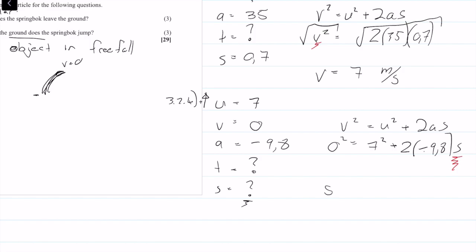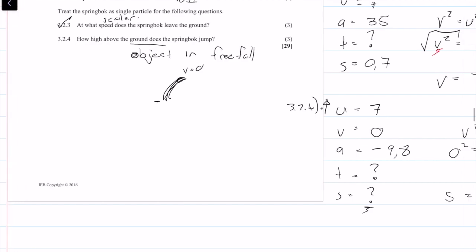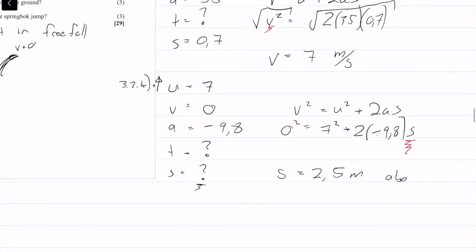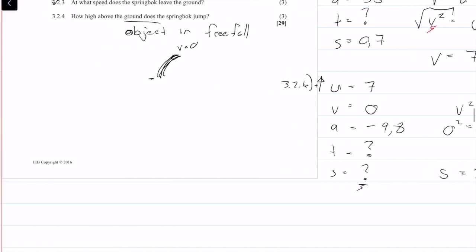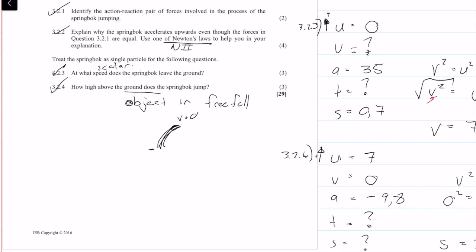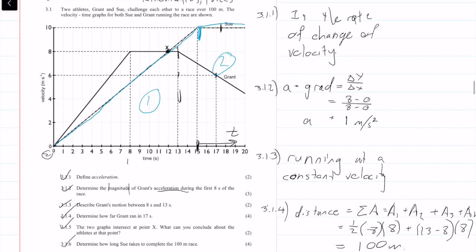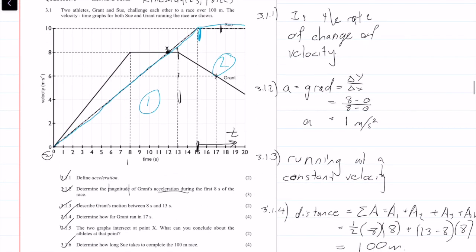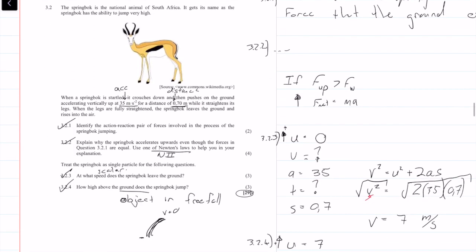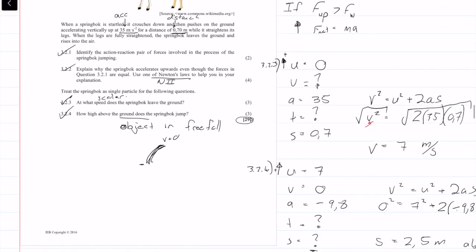S is equal to 2.5 meters. We can even say above the ground for a more precise answer. And we get 3 marks for that. And that question was worth 29 marks. So not too bad of a question. 29 marks is a lot. I mean, yeah, so that's quite nice. And we got through it in about, I'd say, 17 minutes, probably less than that.